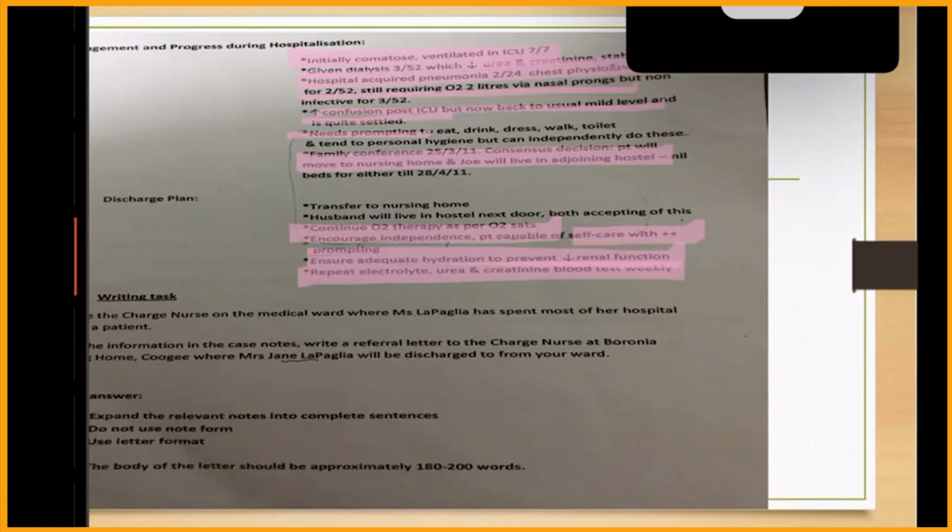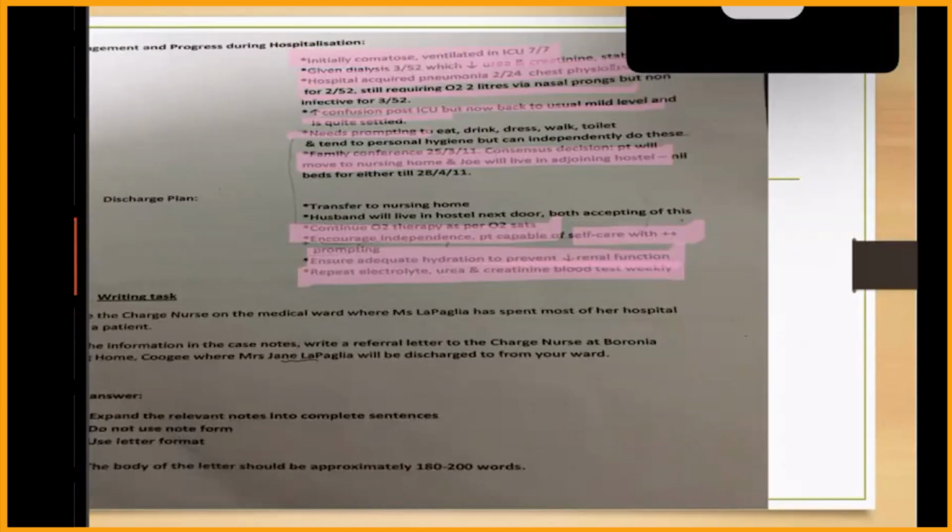Chest physiotherapy given is wrong. Chest physiotherapy was initiated. Chest physiotherapy was given. That is the right grammar. Okay. Currently, she still requires oxygen support with nasal prongs.